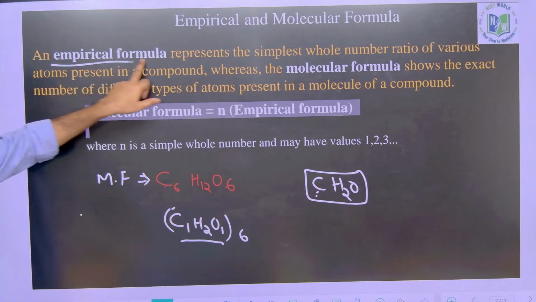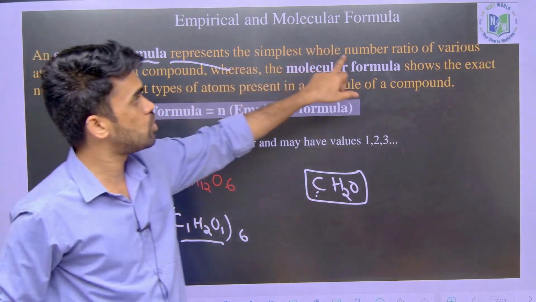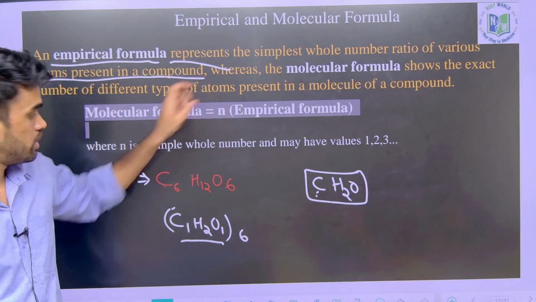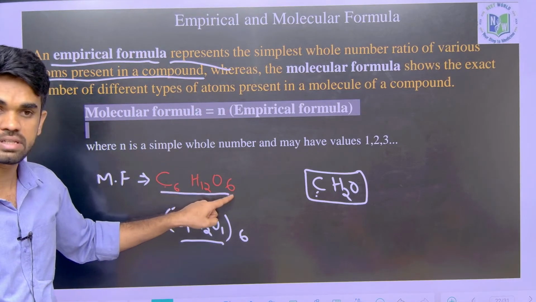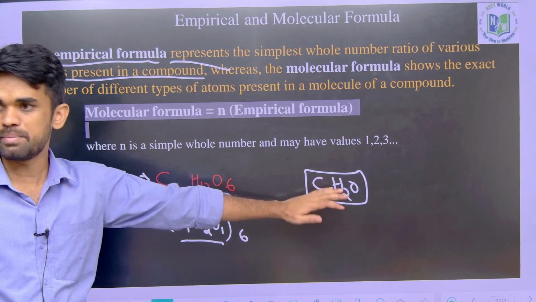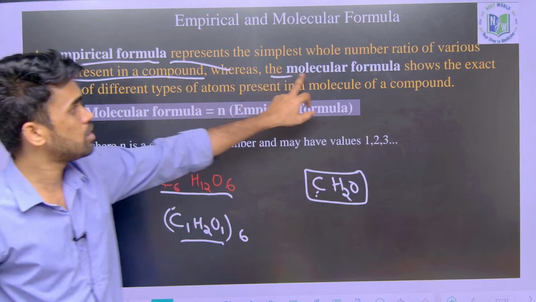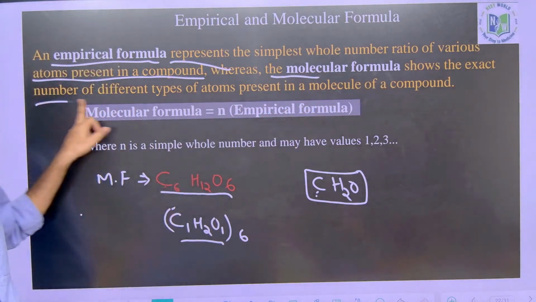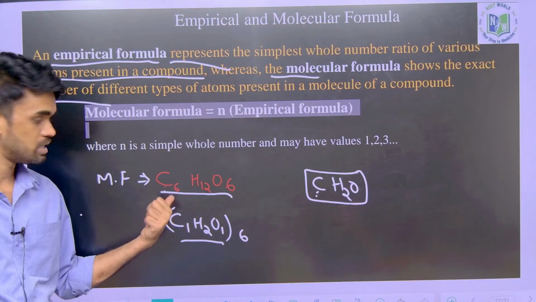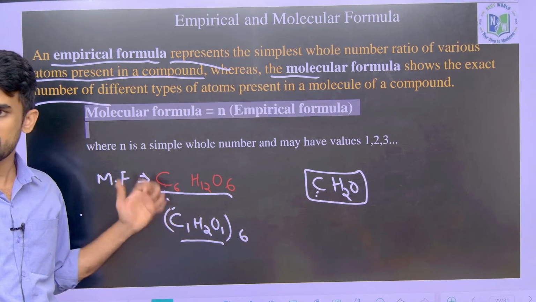Once read the statement. An empirical formula represents the simplest whole number ratio of various atoms present in a compound. See, we have various atoms in the compound. What is the simplest whole number ratio we got? That is the empirical formula. And the molecular formula shows the exact number of different types of atoms. How many carbons are there here? 6. The exact number is there, right? So that is the molecular formula.